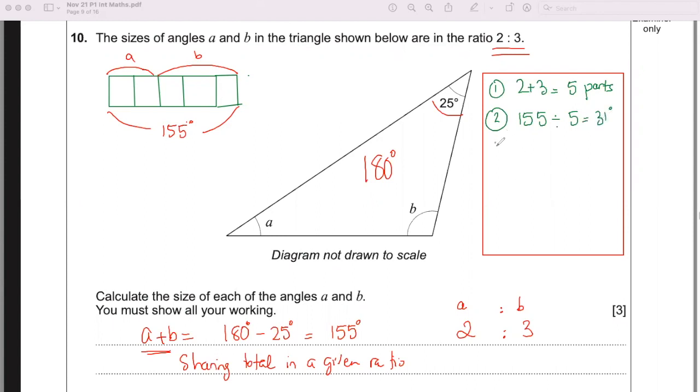Okay, right, the next step is to multiply this 1 part there, which is 31, for each of the angles that you know. So your A will be 31 times 2, which is 62 degrees, and your B will be 31 times 3, which is 93 degrees. Here you go, and you can check your answer by doing 62 add 93, okay, and that would give you 155. Yes, you know you've done it correctly. So that's your A and your B.